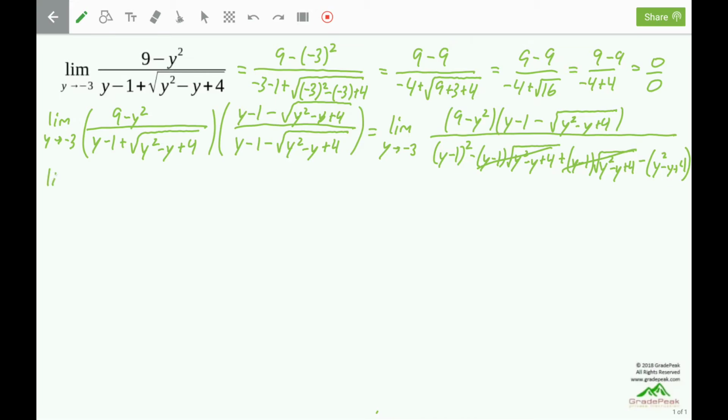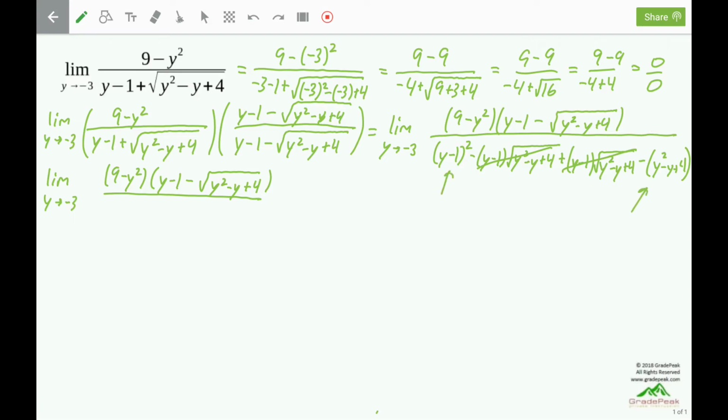And we're left with limit as y goes to -3 of, in the numerator, 9 minus y squared times y minus 1 minus the square root of y squared minus y plus 4. And all of that over. These are left in the denominator here and here.